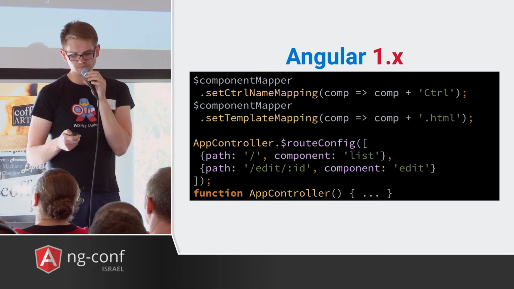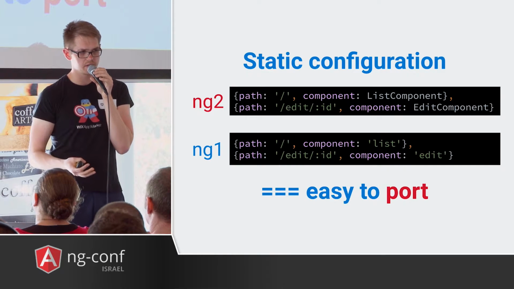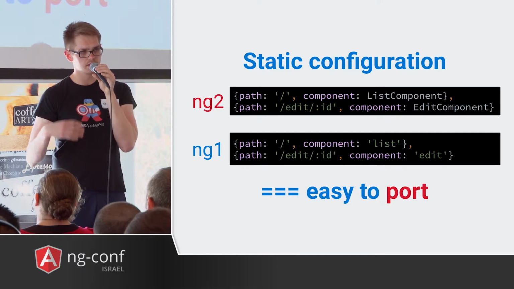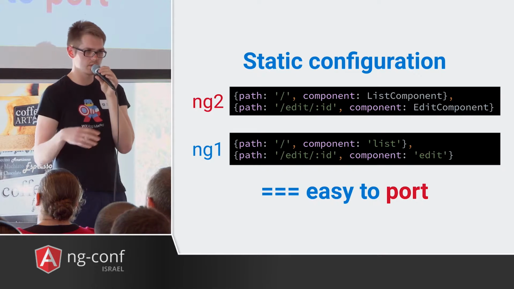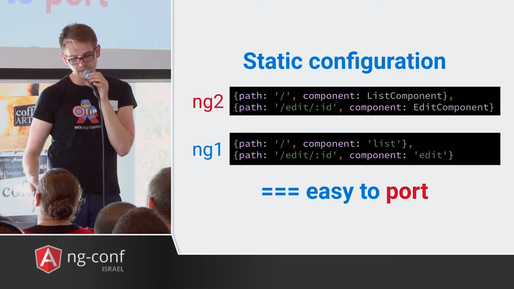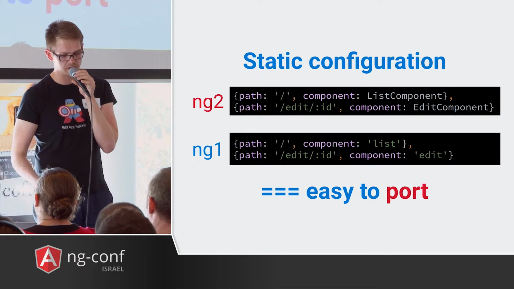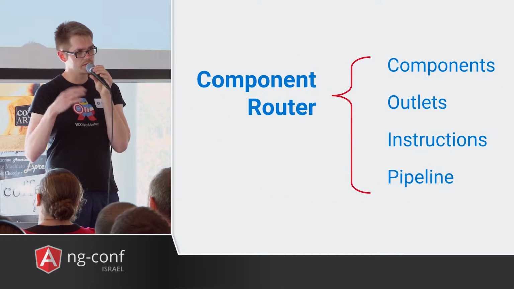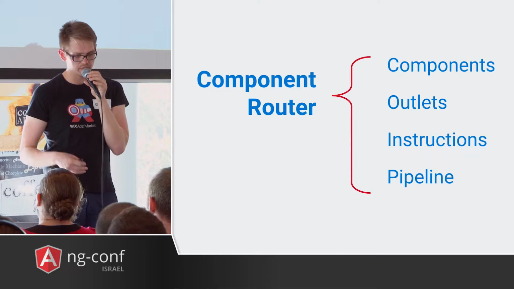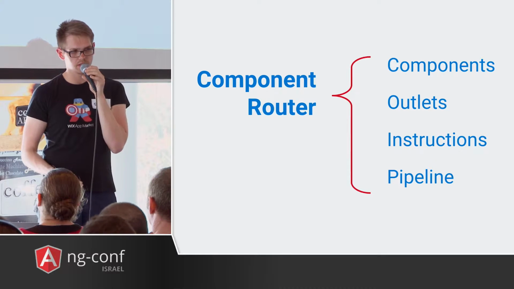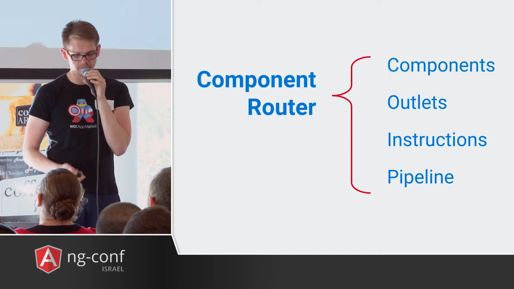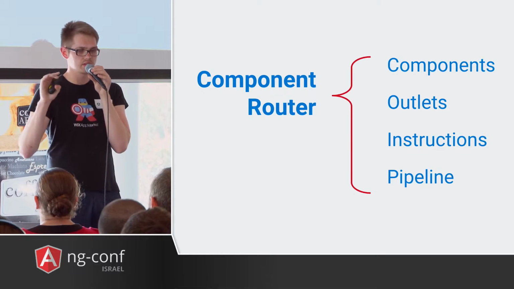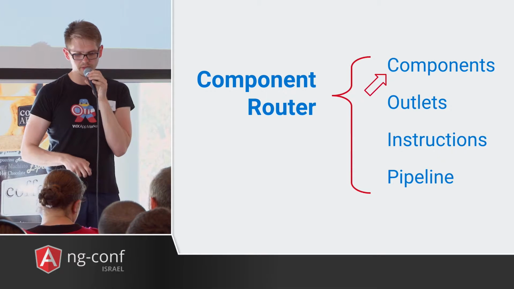And this static configuration is what makes it very easy to port in the future. So you don't actually need to change anything that much. Just do a simple search and replace, and that would make your application Angular 2 compatible. So let's look at the constituents of the component router, what the public interface looks like to you as a developer. It consists of 4 main concepts, and I'm going to go over each of them in turn.